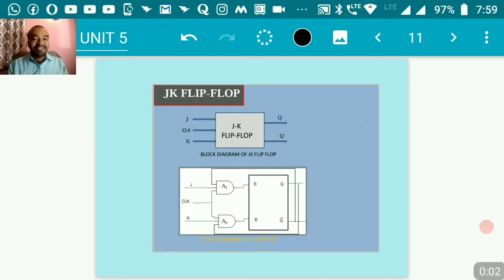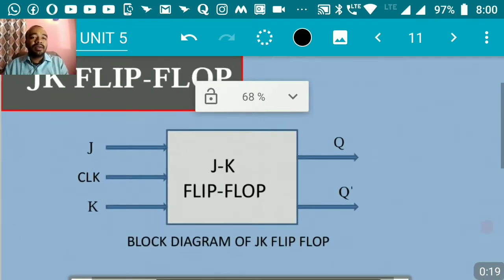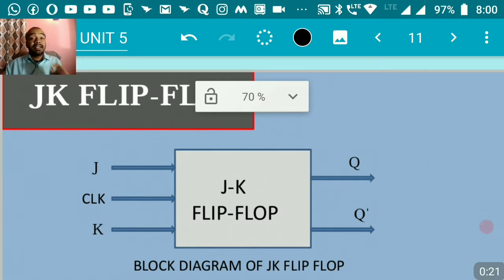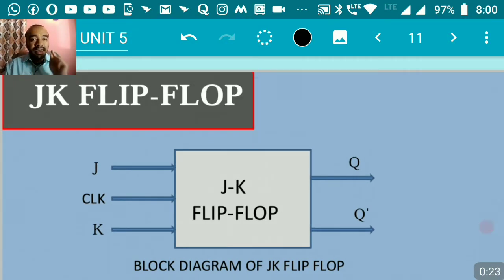Hello dear students, in this video class, we shall go about understanding what is JK flip-flop. In the previous video, we have already discussed what is SR flip-flop and what is clocked SR flip-flop. So let us go to understand the JK flip-flop. In the process of understanding the JK flip-flop, let us go to understand the block diagram first.